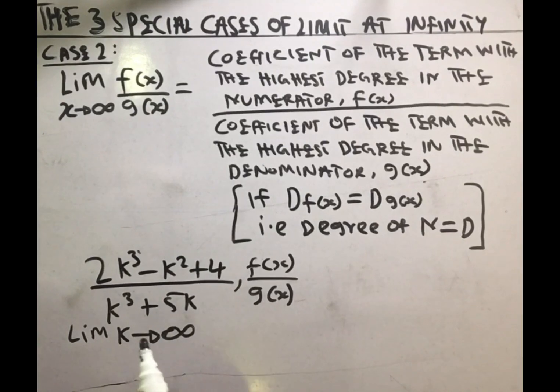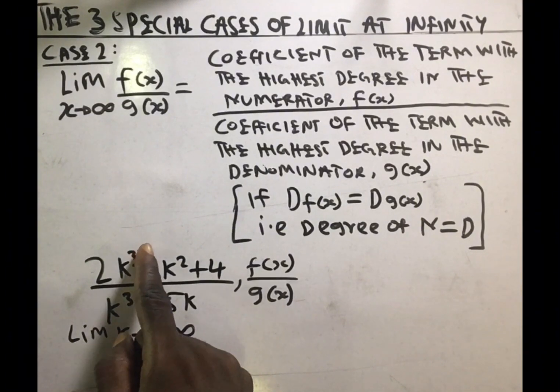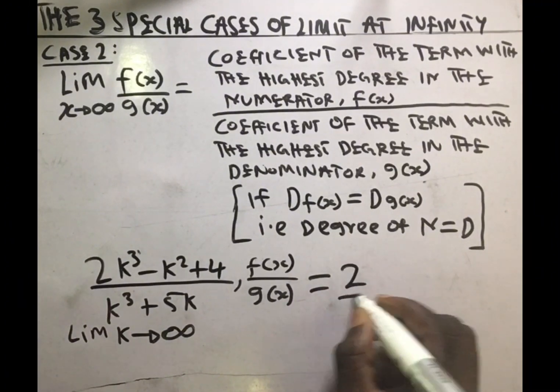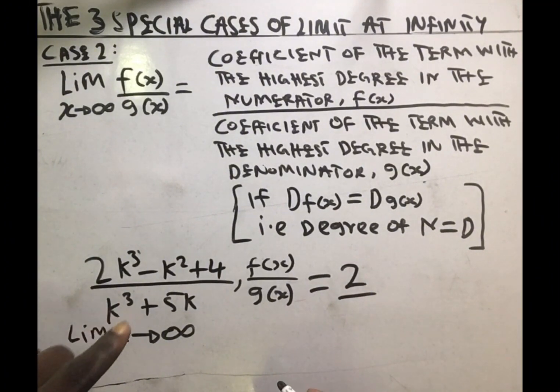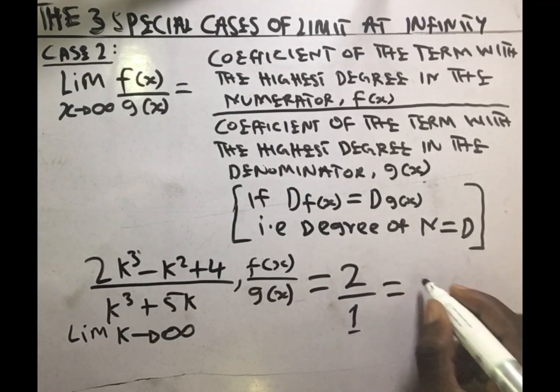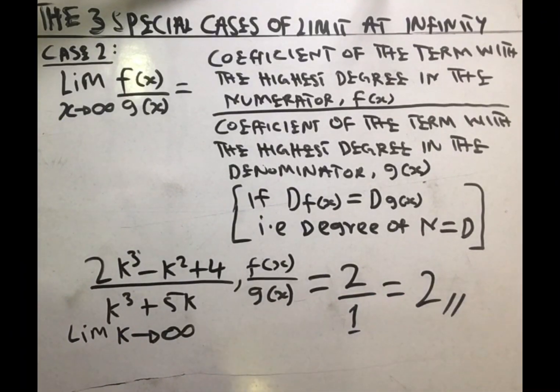Okay, so let us take a look at this example so that we can understand the second case better. In this case, both the numerator and the denominator have the same degree. So since they have the same degree, the answer is going to be the coefficient of the term with the highest degree in the numerator, which is 2k to the power of 3. The coefficient of 2k to the power of 3 is 2, and the coefficient of k to the power of 3 in the denominator is 1. So that's going to be our answer. So 2 over 1 is 2. So this is simply our answer.